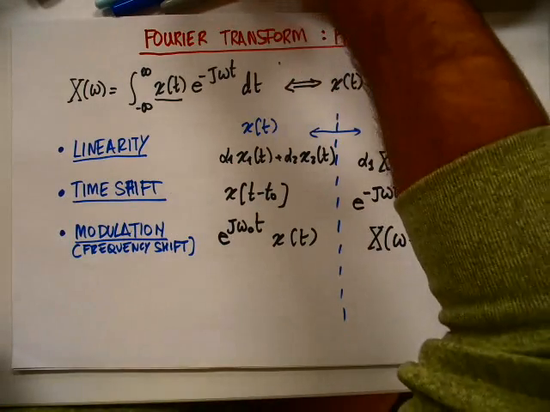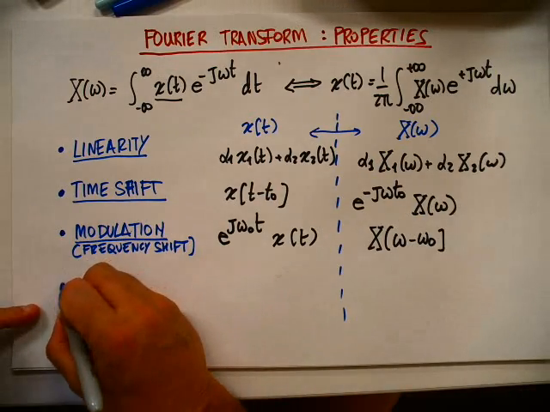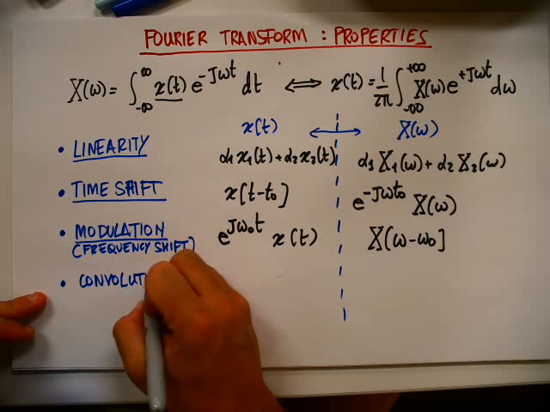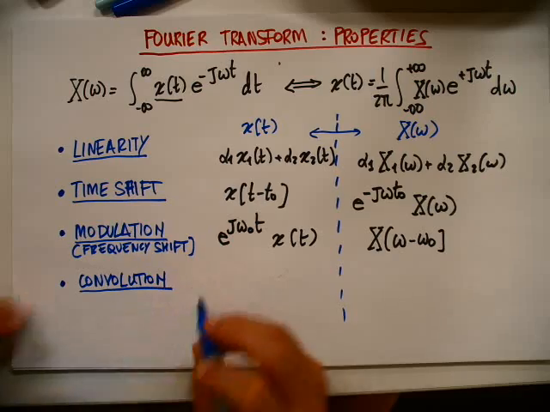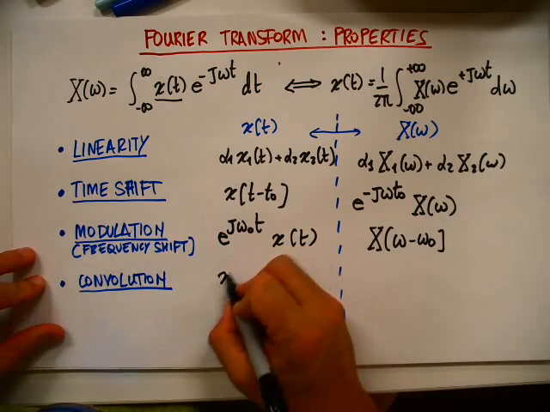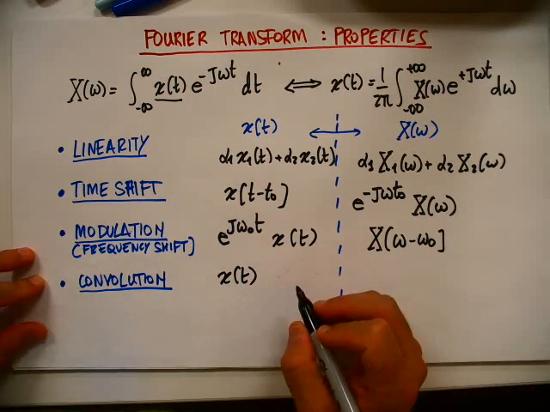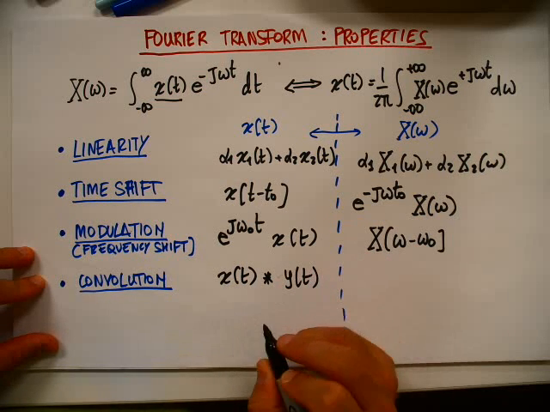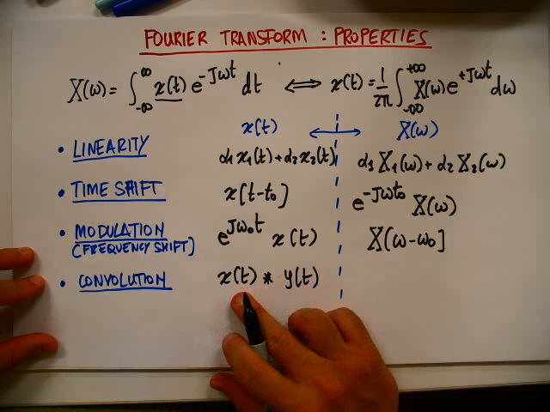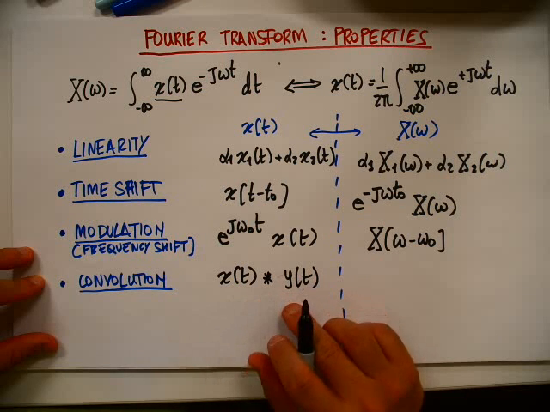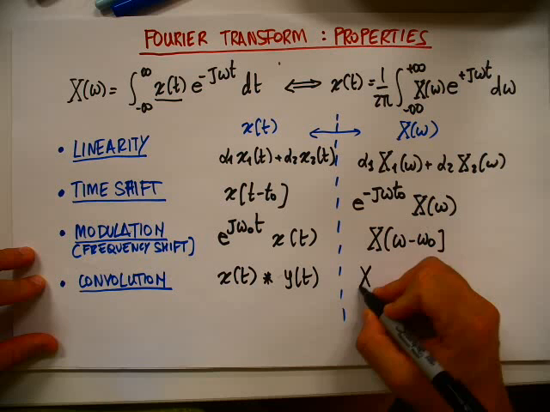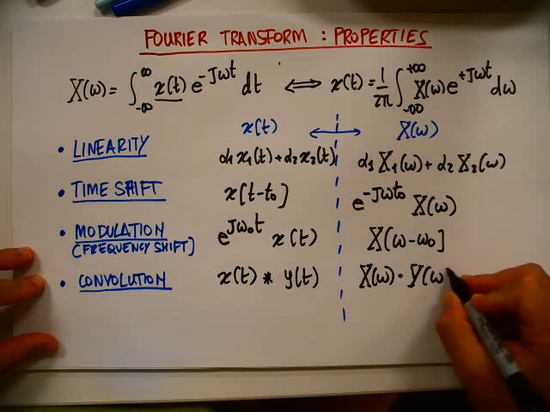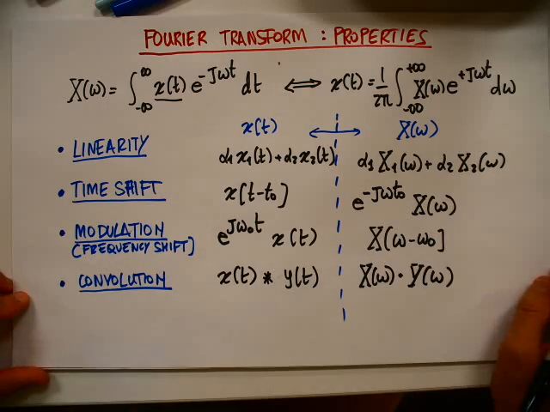Then let's consider also the convolution. The convolution is telling me that the Fourier transform of the convolution of two signals is given by the product of their Fourier transforms. And that is one of the most important properties of the Fourier transform.